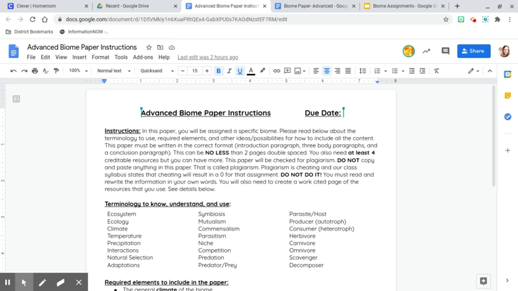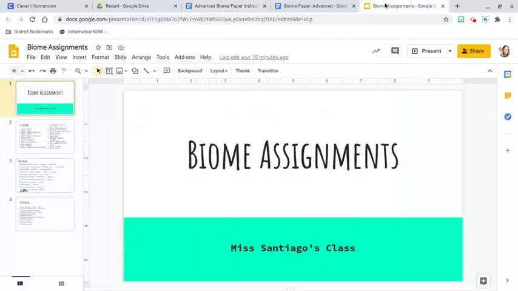Hi, I just wanted to give some instruction on the advanced biome paper so that we knew everyone was on the same page. First off, you have to know what your biome is. So if you go in Google Classroom, I have attached something that says biome assignments. And this is for my class. Miss Asher will probably do the same thing.